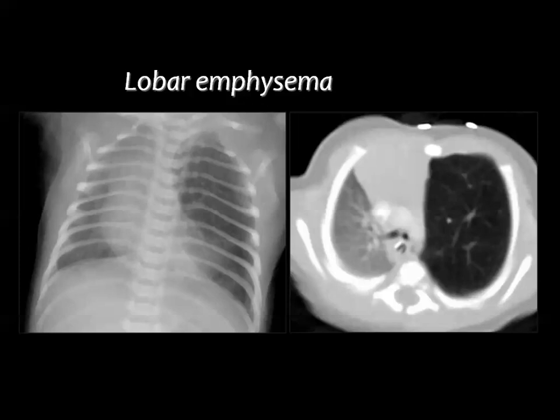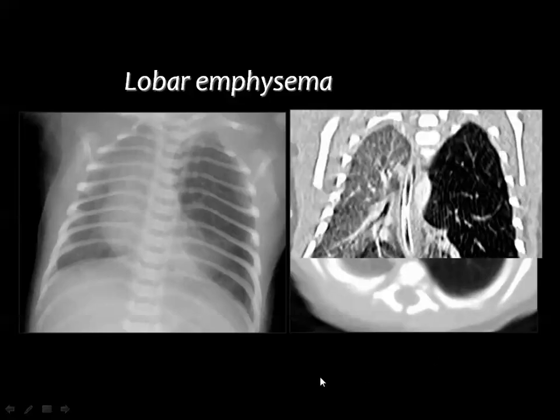You see the emphysematous lobe, you see this margin which is crossing towards the opposite side. You see this opacity which represents the compressed lower lobe, and that there is some shift of the mediastinum and heart to the opposite side. The CT scan showed hyperinflated lobe with scanty pulmonary vessels.